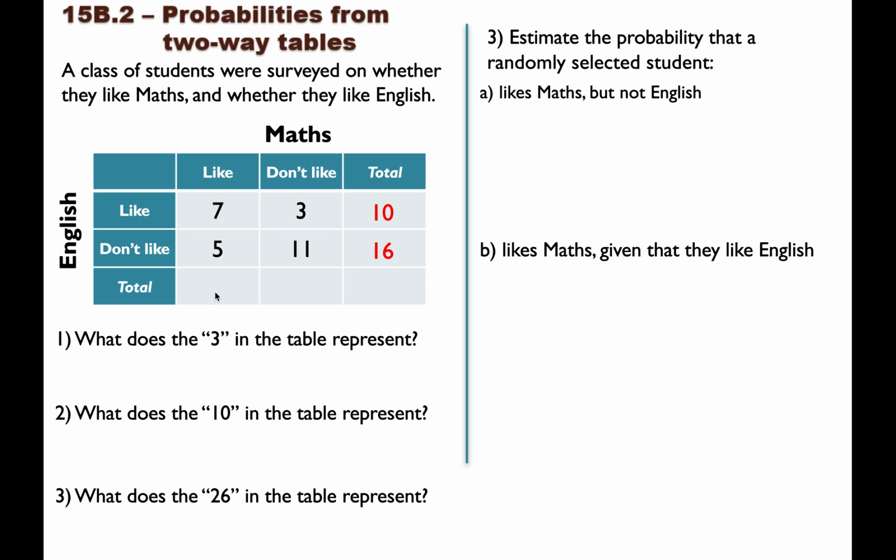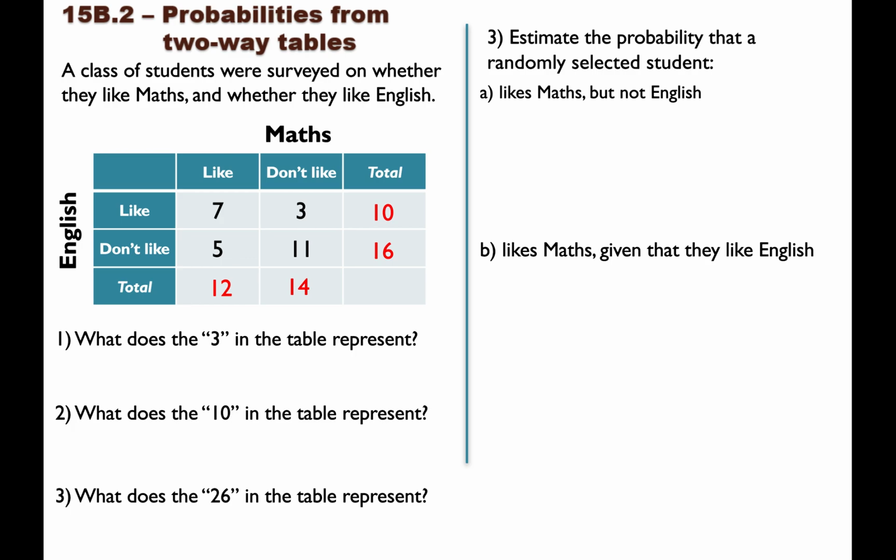Okay, and we can do the same for the number of students that like maths. 7 students plus 5 students is 12. 3 plus 11 is 14. To figure out the total, you might be wondering, hang on, this total bit here, do I add up the numbers above or the numbers to the left? And the answer is, it doesn't matter. Either way, you'll get the total number of students in the class.